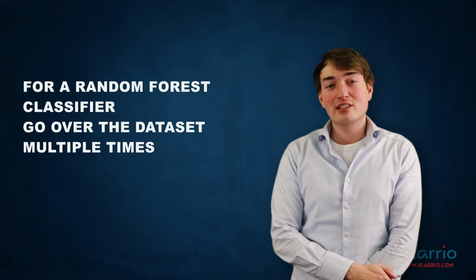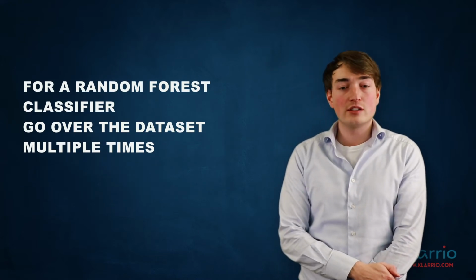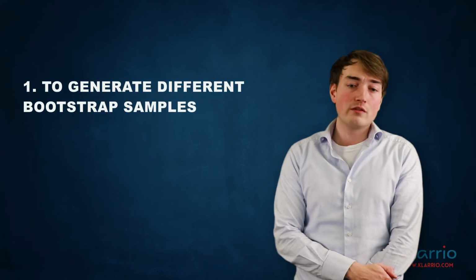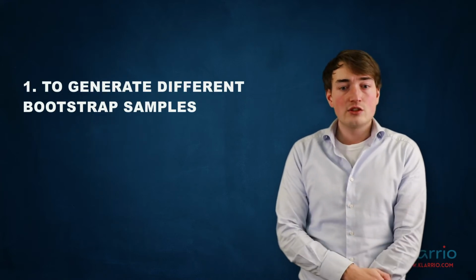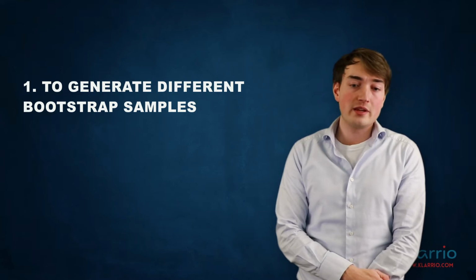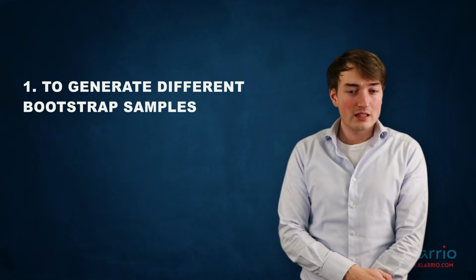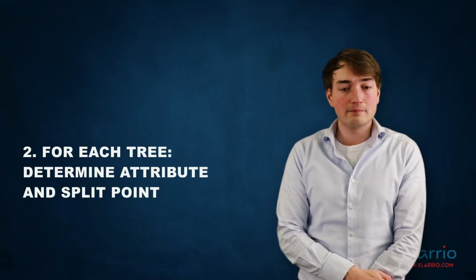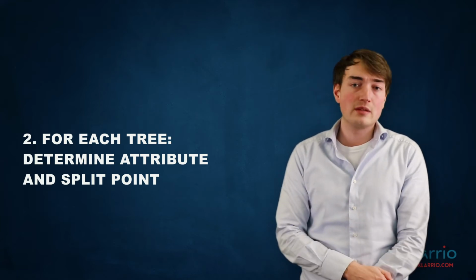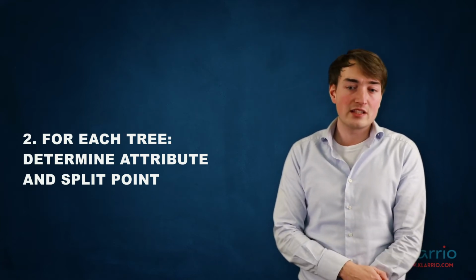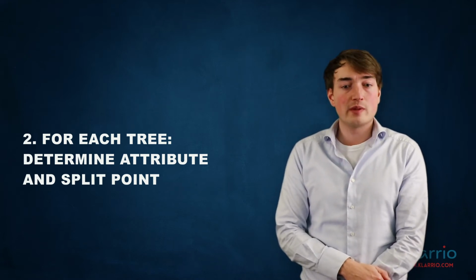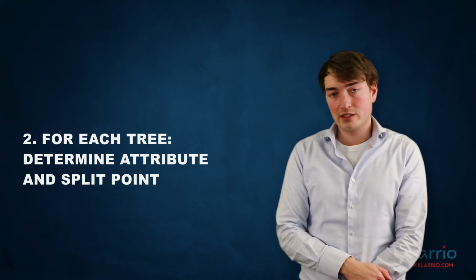For a random forest classifier, we need to go over the total data set multiple times. First, we need to go over the entire data set to generate the different bootstrap samples that we need to build a tree for every sample. The second time we need to go to the total data set, or parts of it, is for each tree to decide at which attribute and split point we actually want to split.